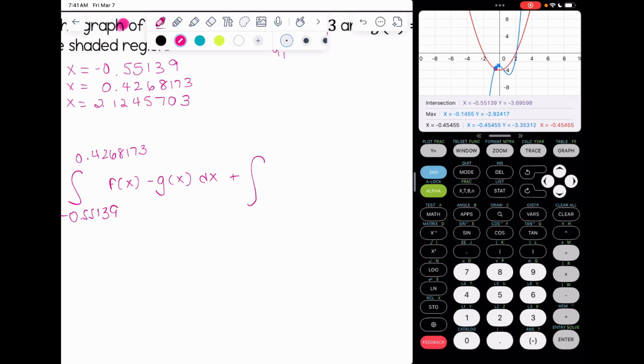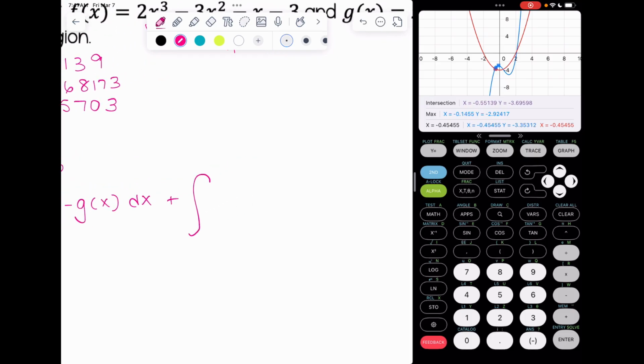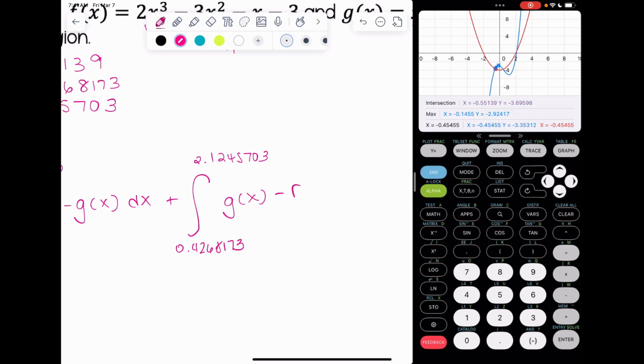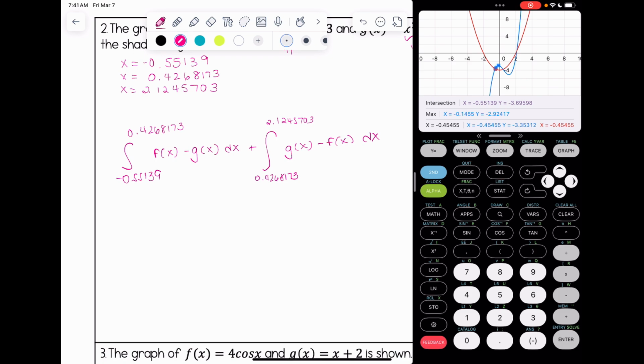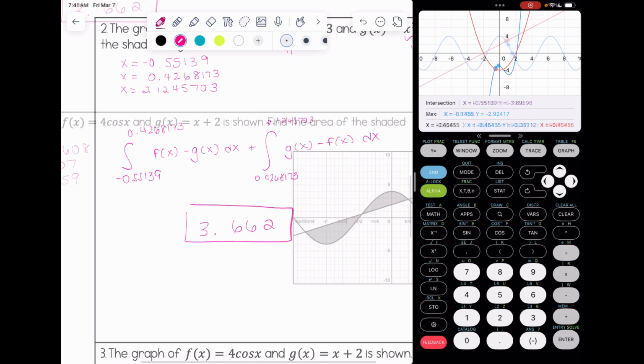And then I'm going to find the area of the second shaded region. Okay, I'm going to use that point in common, the 0.4268173, as the lower bound. And then the 2.12 and so on for the upper bound. And now this time it's g of x minus f of x dx. So I'm going to put this in my calculator in order to evaluate here, and I have already done that. So you could verify this in your calculator as well, but this is going to come out to 3.662 as the area of that shaded region.